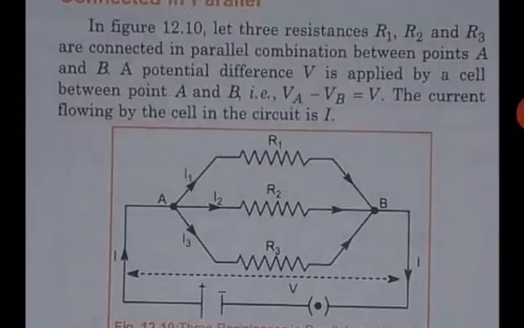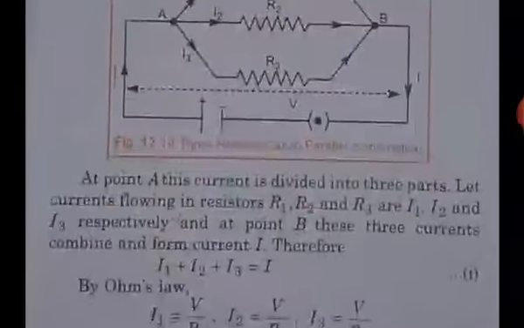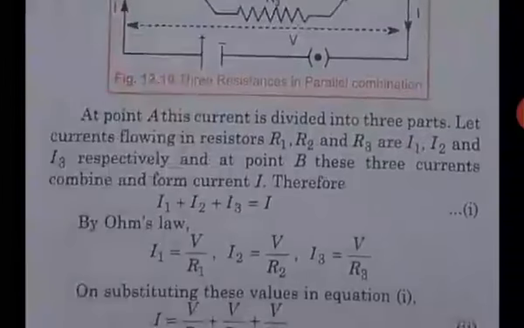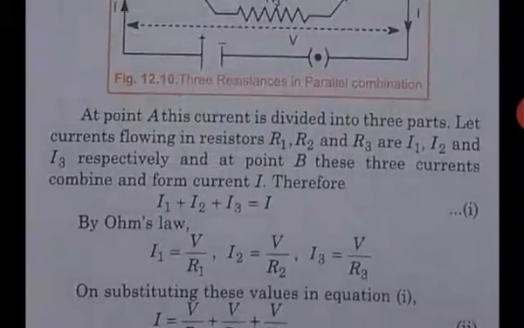Suppose I1, I2 and I3 are the currents in R1, R2 and R3 respectively. These three currents meet again at a point B to form the main current. Thus we have I is equal to I1 plus I2 plus I3. Let the potential difference between the points A and B be V. Since each resistance is connected between A and B, V will be the potential difference between the ends of each resistance.